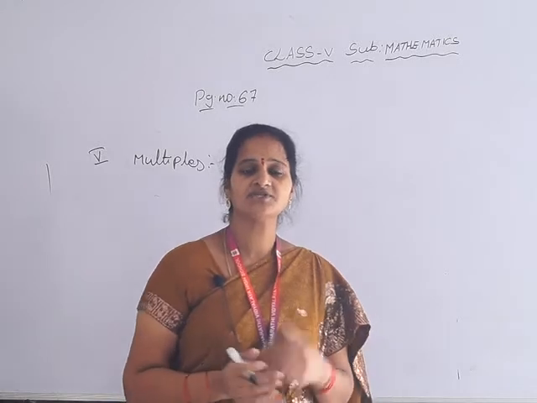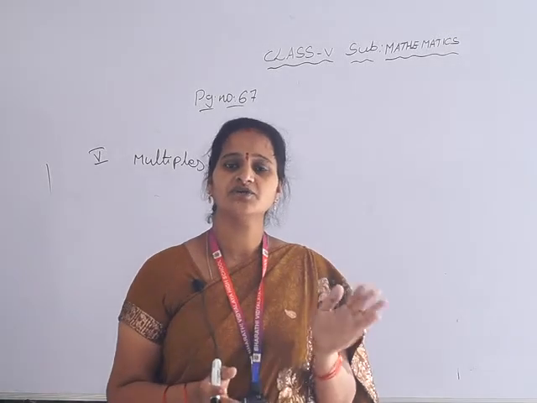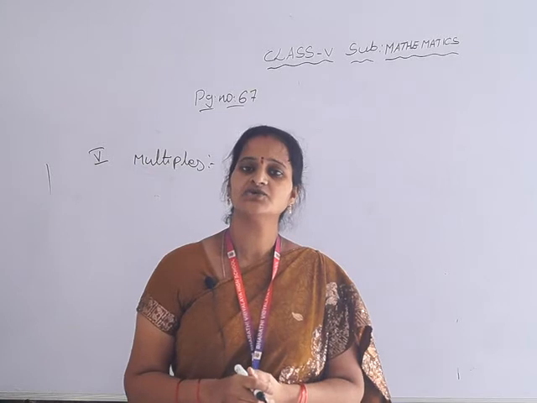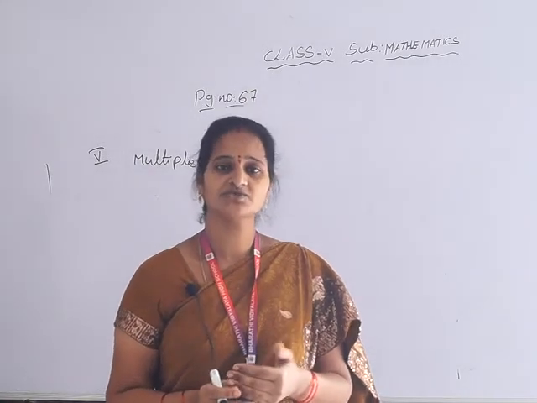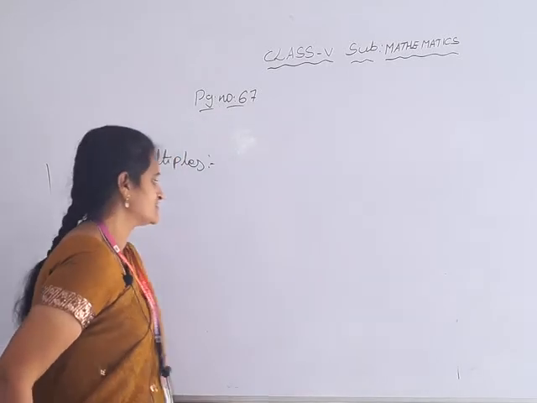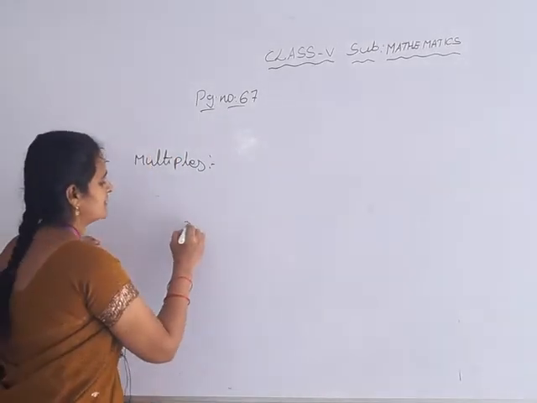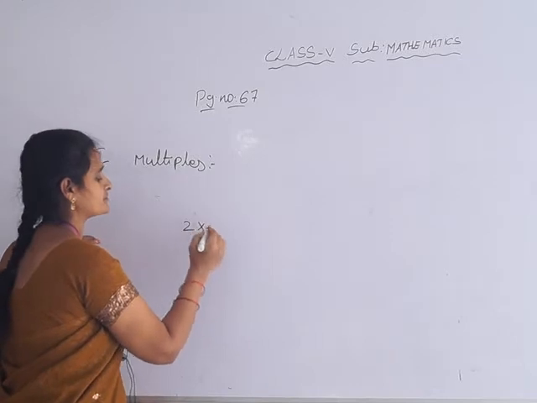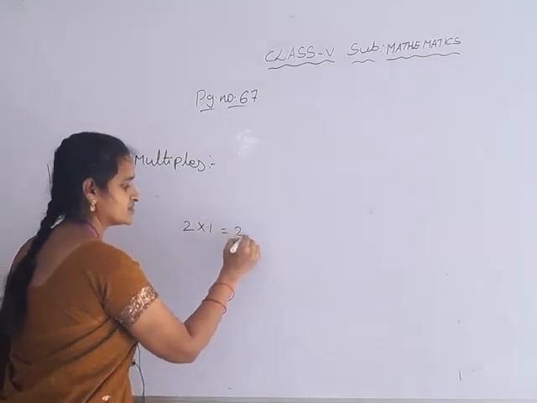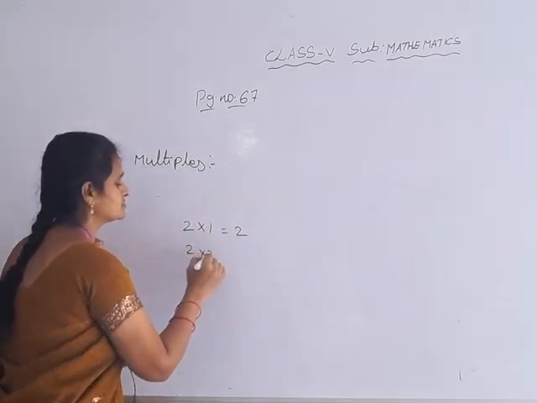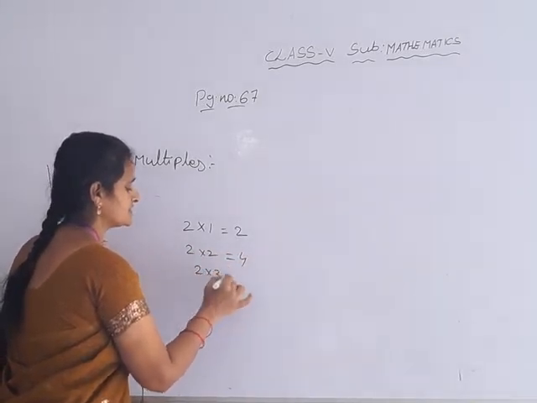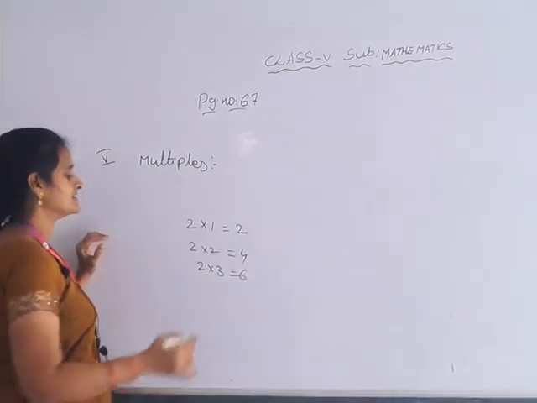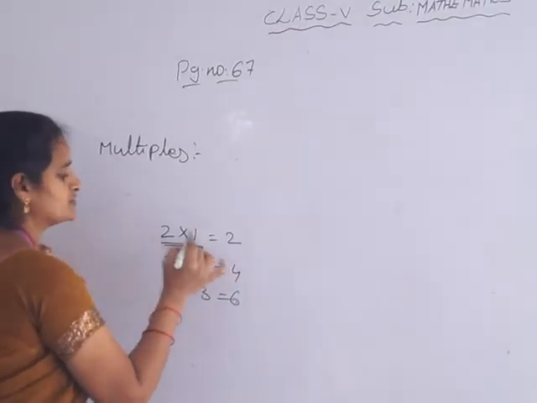For example, 2 into 1 is equal to 2. 2 is a multiple of 2. And 2 into 2, 2 twos are 4, so 4 is a multiple of 2. Here 2 into 1 is equal to 2, 2 into 2 is equal to 4, and 2 into 3 is equal to 6. And these are the products of two numbers.